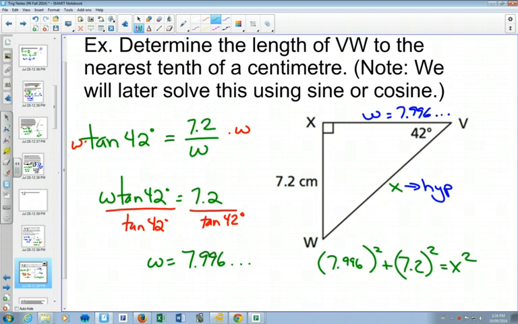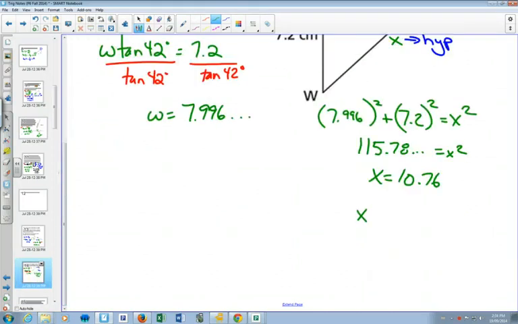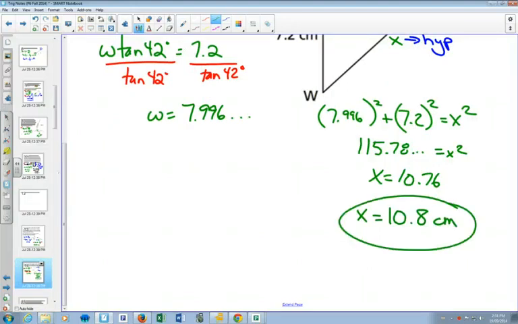I get 115.78... equals x squared. Square root both sides. 10.76. How are we supposed to round it? Nearest tenth, nearest 10 centimeters. So x is equal to 10.8 centimeters.